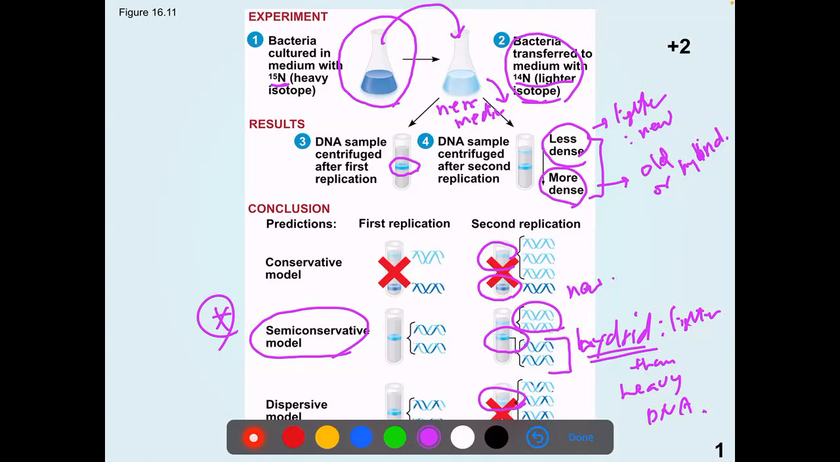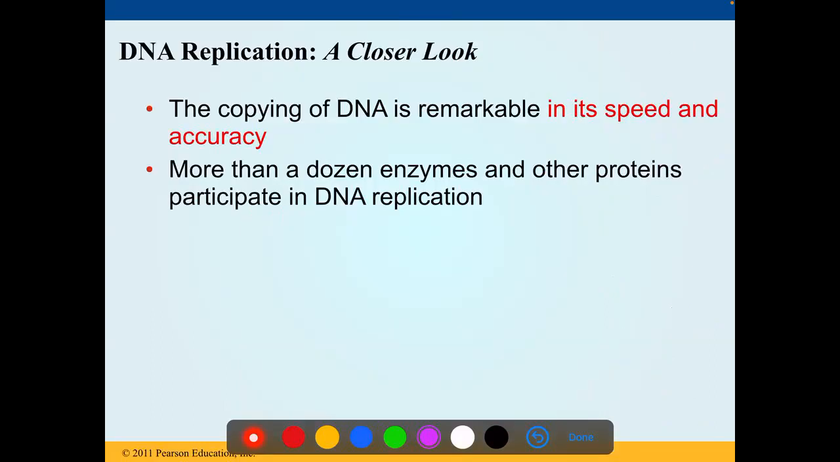Okay, so we'll take a look at DNA replication. DNA has a copying mechanism, and they are doing it really, really fast, and they have a very, very small error rate.